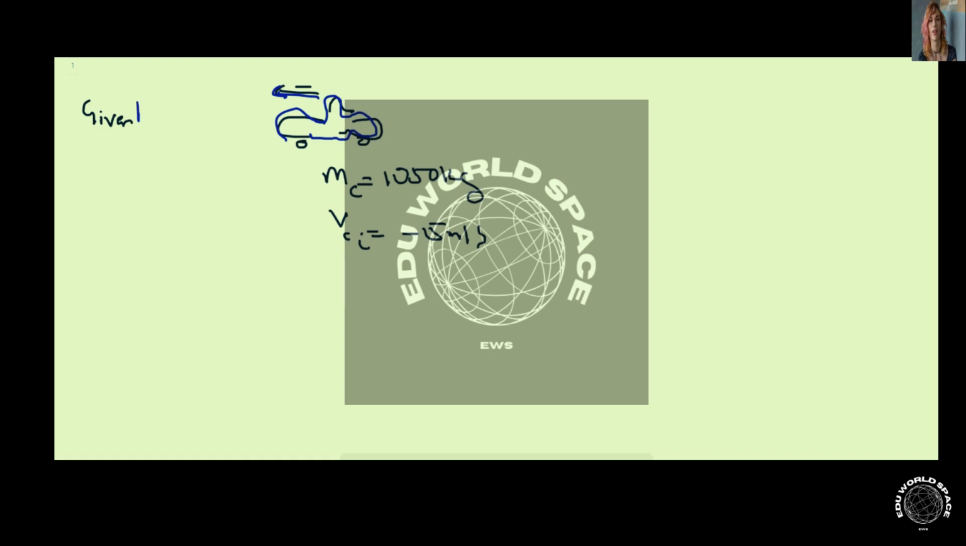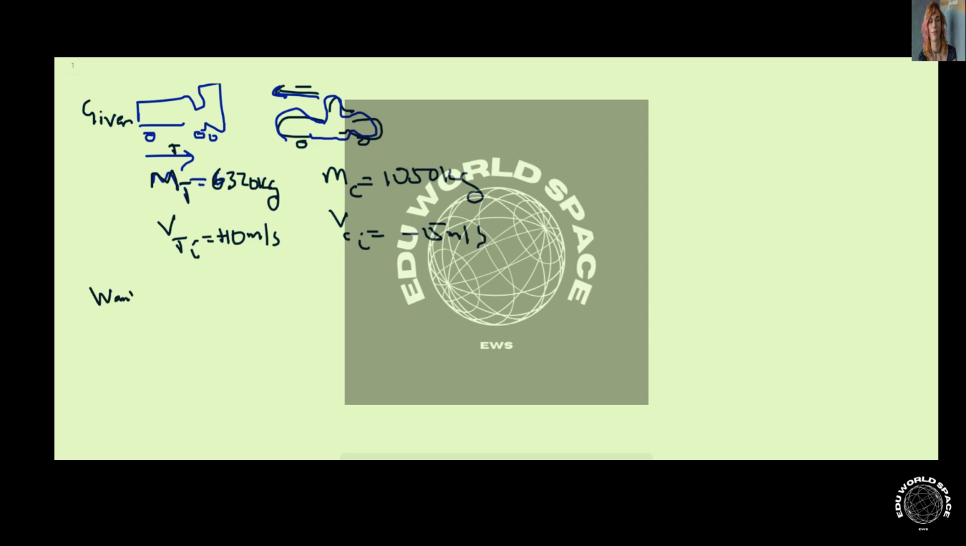We're given that there's a truck and it's moving towards the right. The mass of the truck happens to be 6,320 kilograms. The initial velocity of the truck is given as 10 meters per second. That's the information we're given. It's positive because it's moving towards the right.